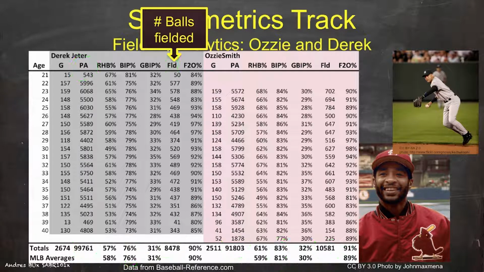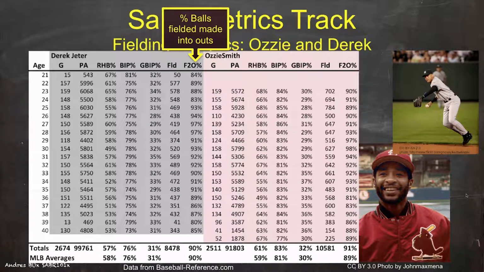Now finally, the last column here is the percentage of balls fielded that were made into outs. So look how similar these numbers are. These percentages are very similar. So the number of balls fielded made into outs by both Jeter and Smith were essentially the same. The big picture of looking at these data is to understand that we can be more precise in our measures of range, measure exactly the number of balls fielded by players if we have play-by-play data.